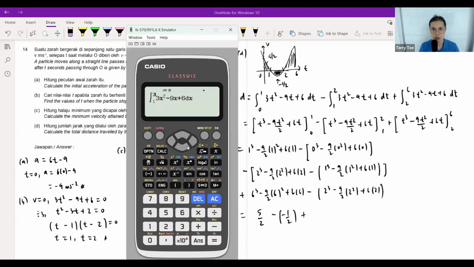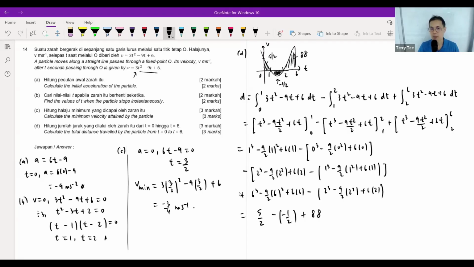Third, I'm going to change from 2 to 6. 2 to 6 is going to give us 88. So this part is 88. So you just have to add them up. 5 over 2 plus 1 over 2 is 6 over 2. 6 over 2 is 3. 3 plus 88. Answer is 91 meters. Okay.